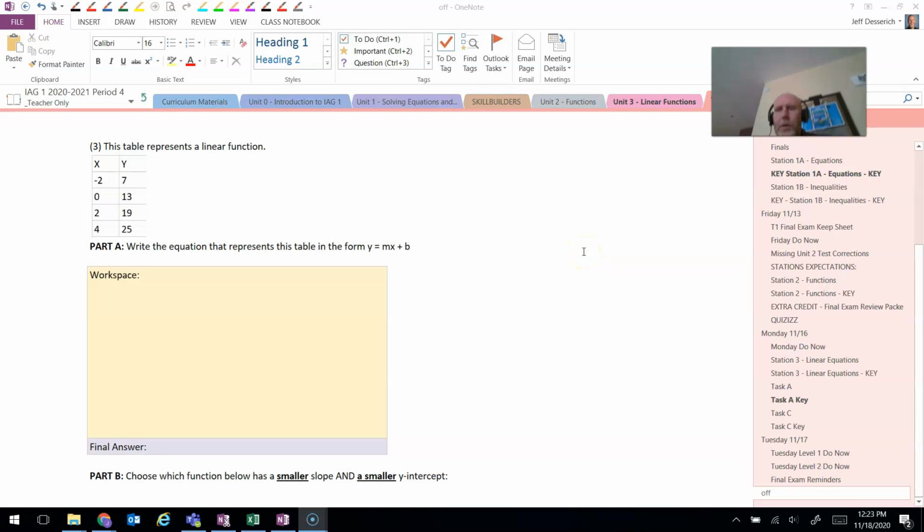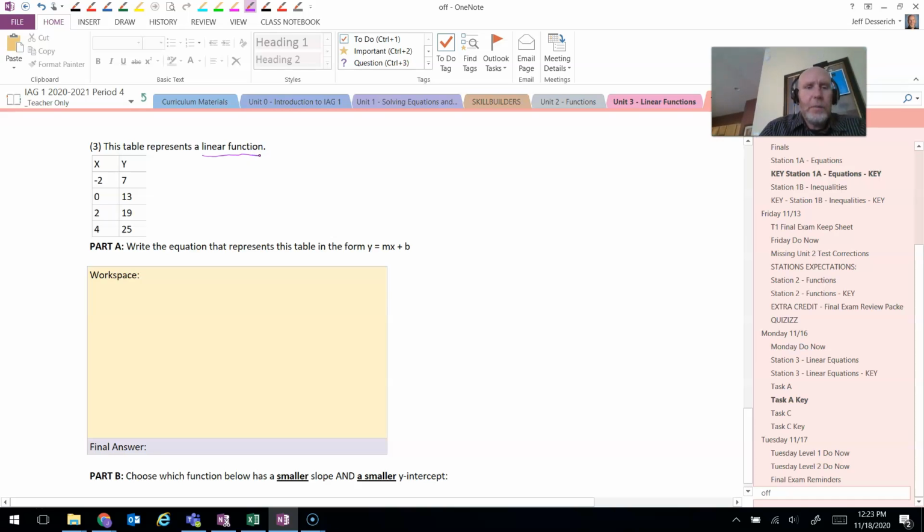Okay, this question was in a recent do now. We reviewed it together in class. So it says this table represents a linear function. So we already know it's linear. We don't need to spend a lot of time checking all the rates of change. We're just going to need one, because if it's linear, all the rates of change, or all the slopes, will be the same.